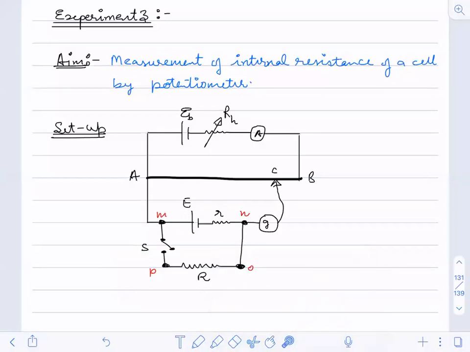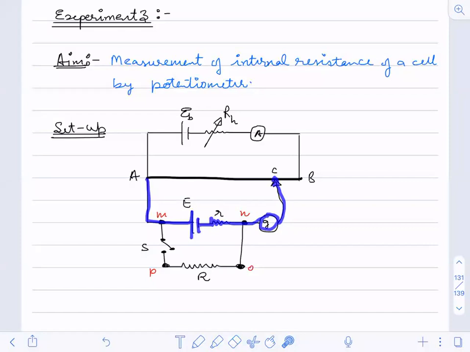So what is happening here? You connect the normal connection up to here. I guess everybody has understood up to here, the first part of the circuit. Now the second part: you have just connected this end with a cell, this is its internal resistance, its jockey.